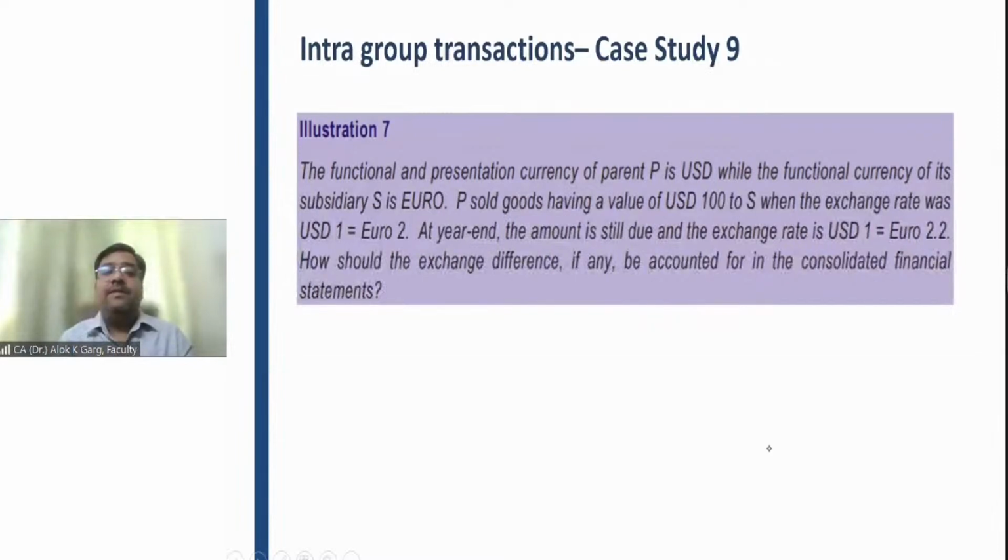The functional and presentation currency of parent P is US dollar, like in my example. While the functional currency of subsidiary is euro. Parent sold goods having a value of 100 US dollar to subsidiary when the exchange rate was $1 is equal to 2 euro.